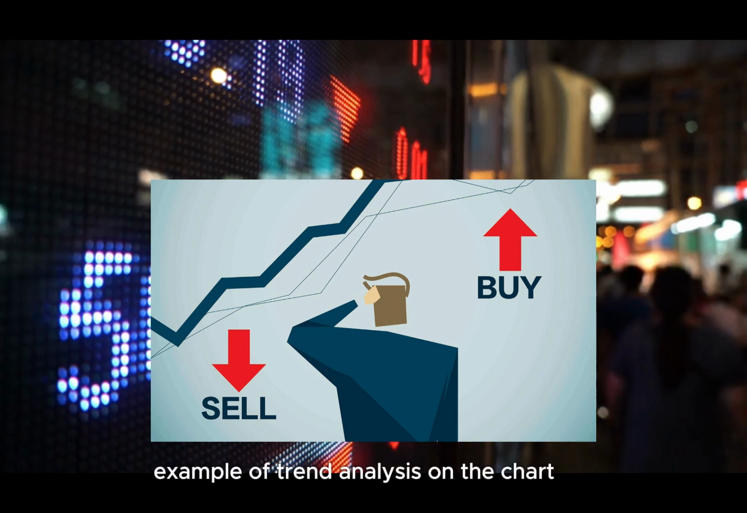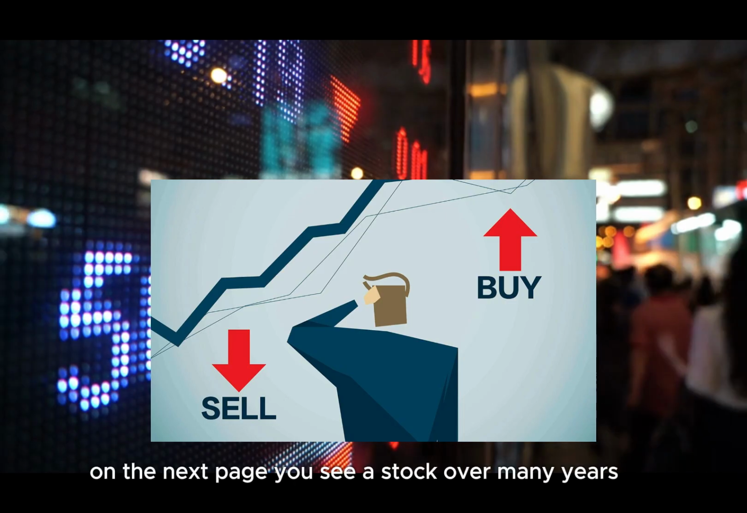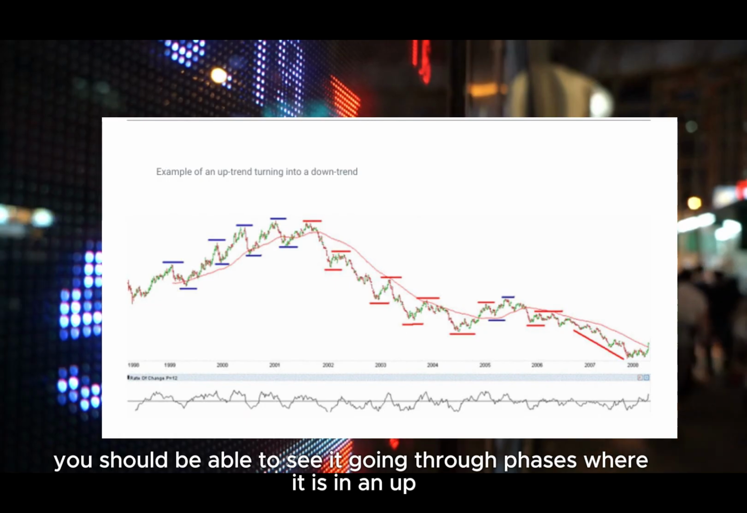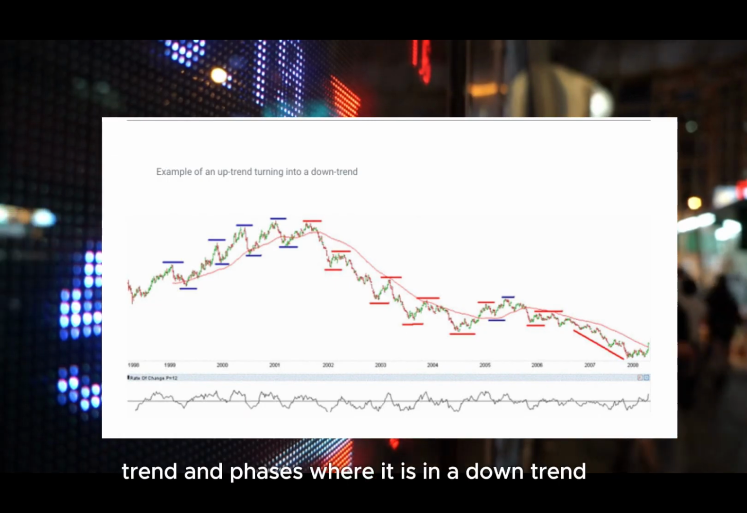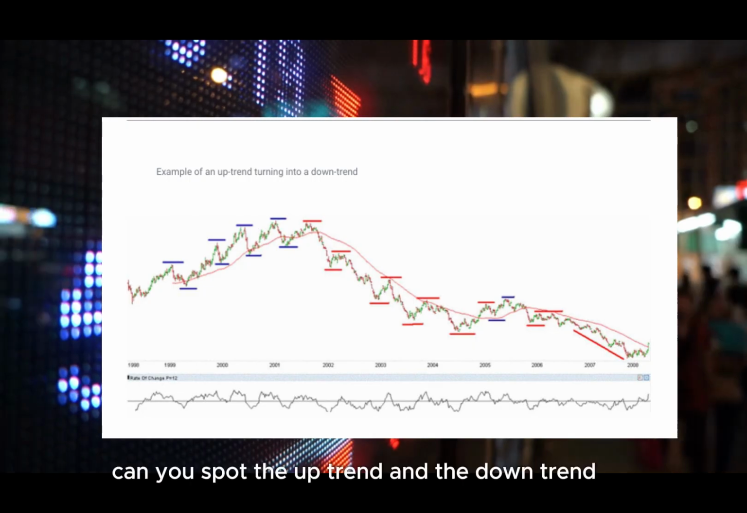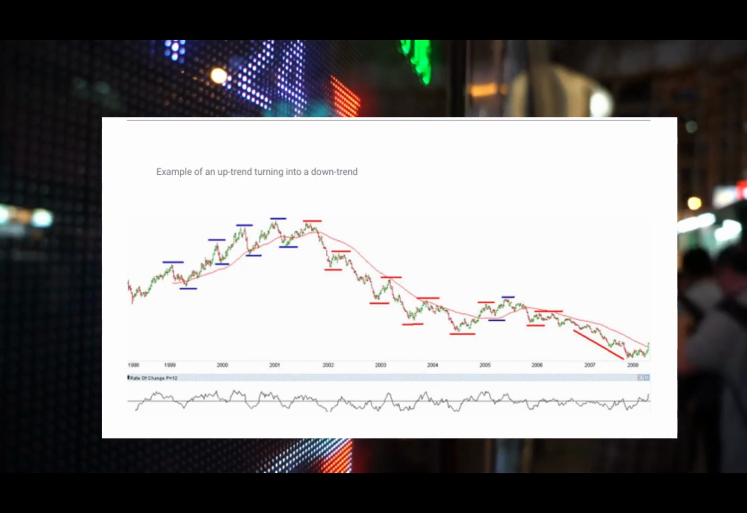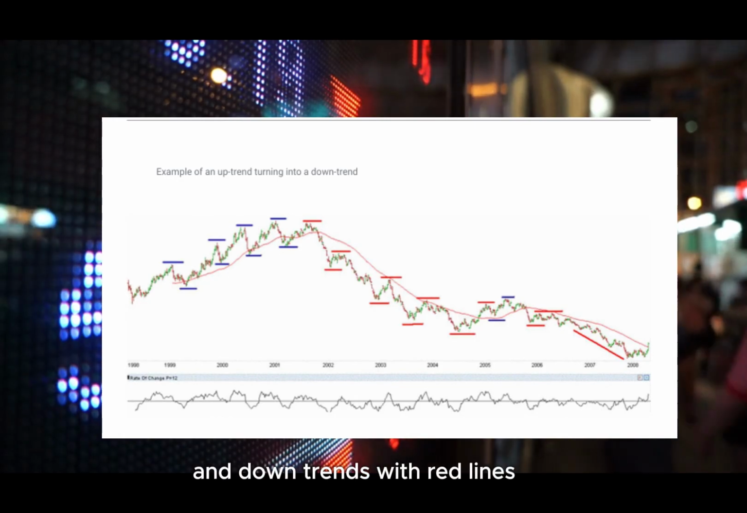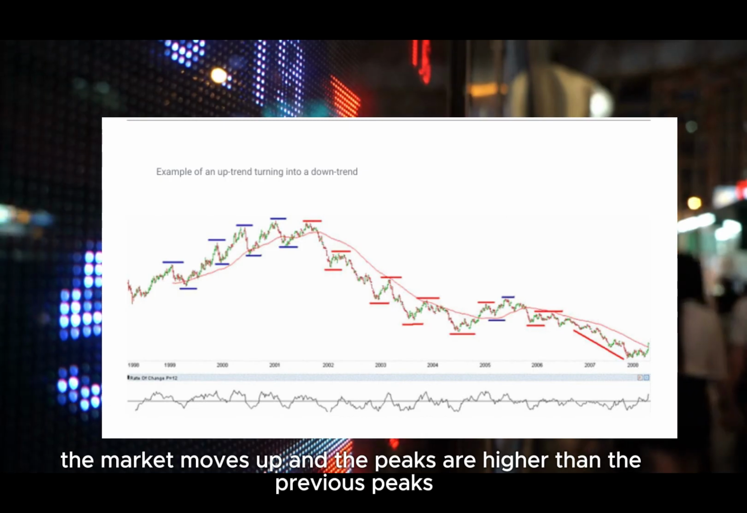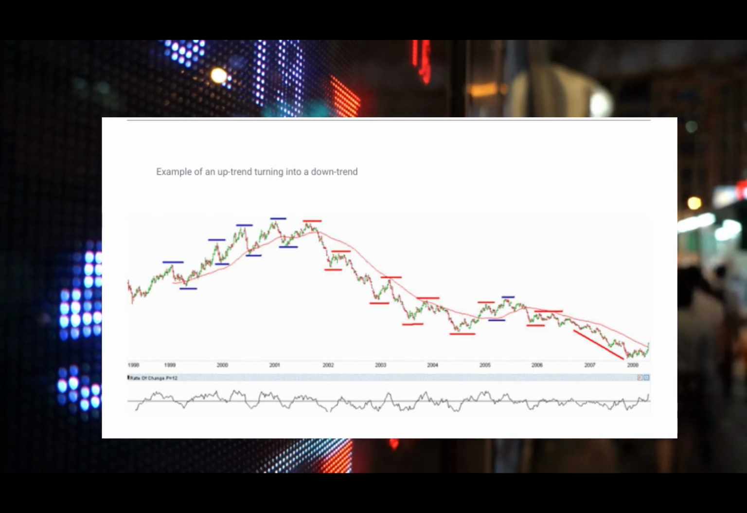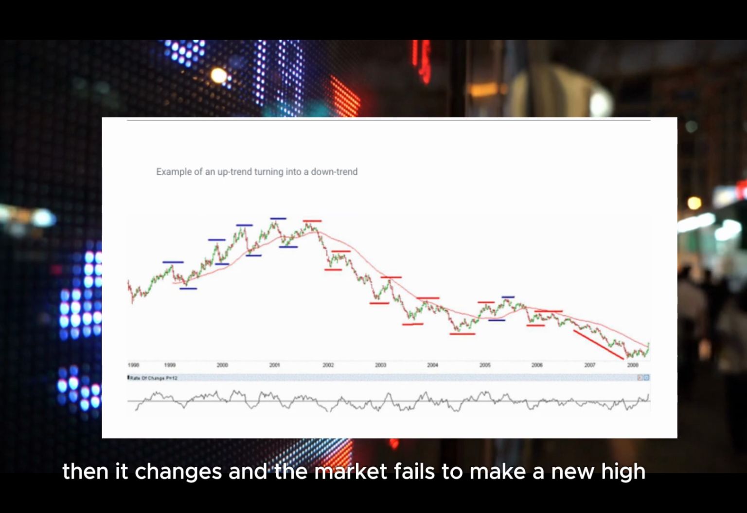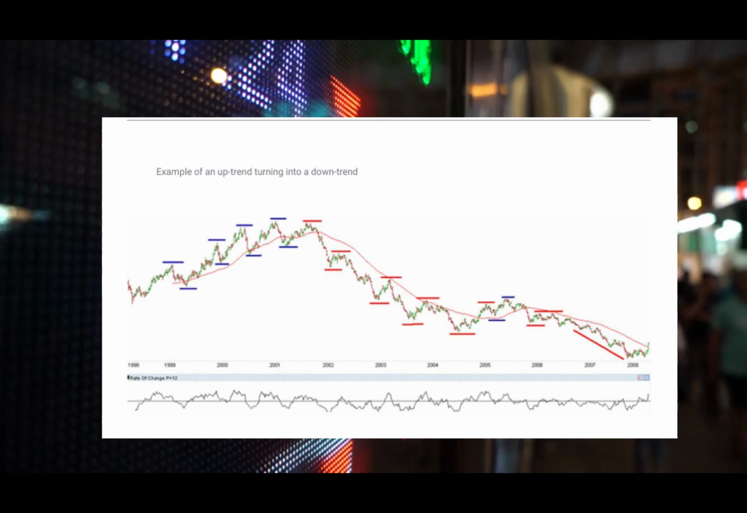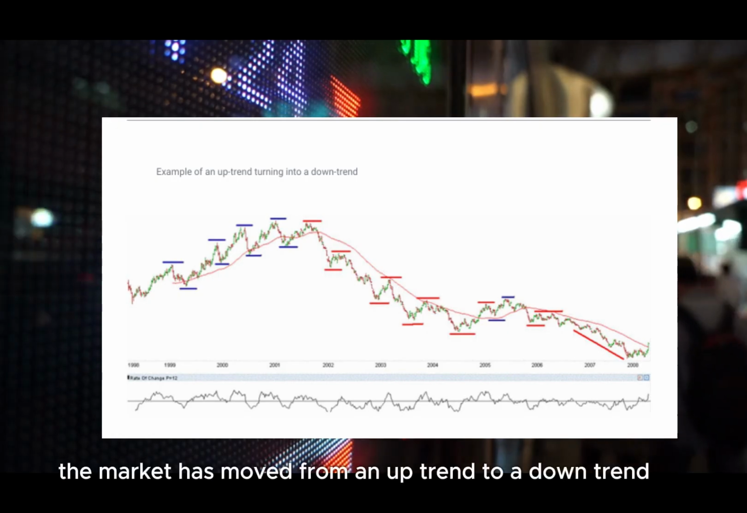Example of trend analysis. On the chart on the next page, you see a stock over many years. You should be able to see it going through phases where it is in an uptrend and phases where it is in a downtrend. Can you spot the uptrend and the downtrend? I have made it easier to see by labeling the uptrends with blue lines and downtrends with red lines. First, the market moves up, and the peaks are higher than the previous peaks. Then it changes, and the market fails to make a new high. It also makes a low, which is lower than the previous low. The market has moved from an uptrend to a downtrend.